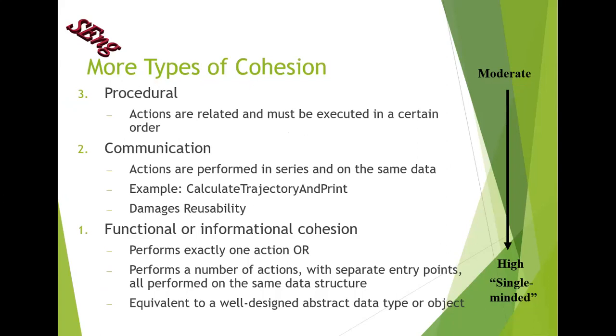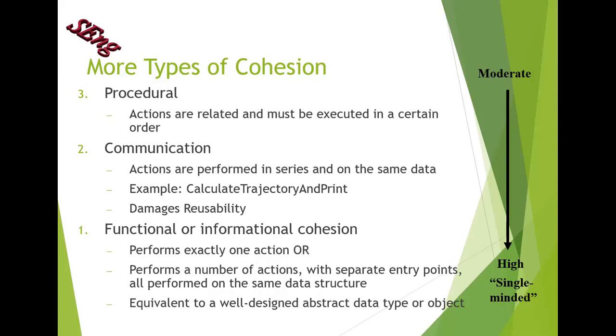Four more types of cohesion: procedural, communication, functional, or informational cohesion. This first: functional or informational cohesion is one that performs exactly one action, or performs a number of actions with separate entry points, all performed on the same data structure. Equivalent to a well-designed abstract data type or object.